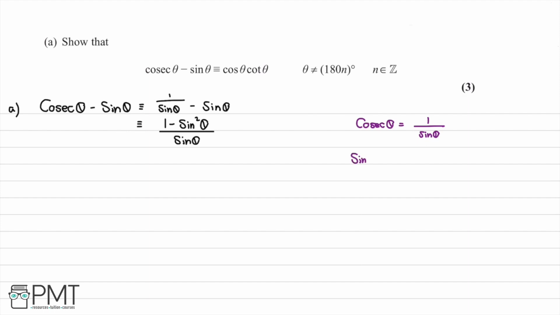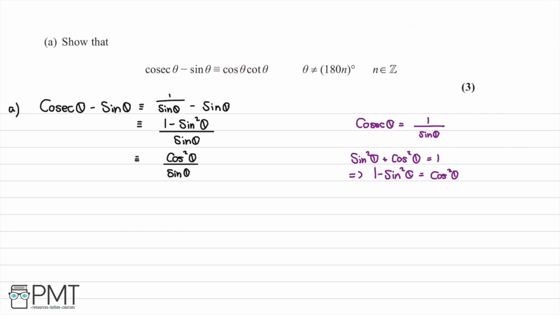We know that sine squared theta plus cos squared theta is equal to 1. Therefore, 1 minus sine squared theta is equal to cos squared theta. And we have this 1 minus sine squared theta in our numerator, so we can substitute this in. This expression is then equivalent to cos squared theta divided by sine theta.